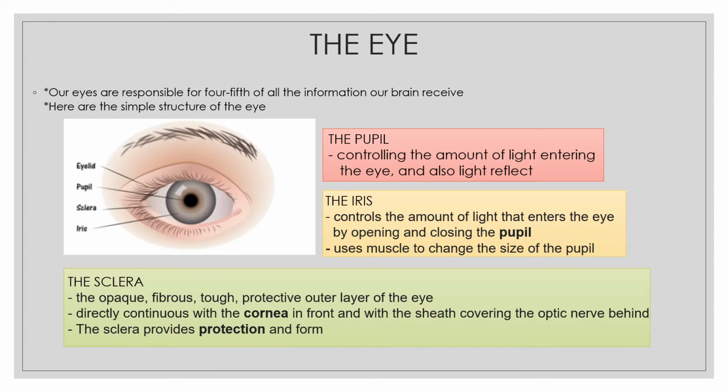Last is the sclera, the opaque, fibrous, tough, protective outer layer of the eye. It is directly continuous with the cornea in front and with the sheath covering the optic nerve behind. The sclera provides protection and also it provides form.